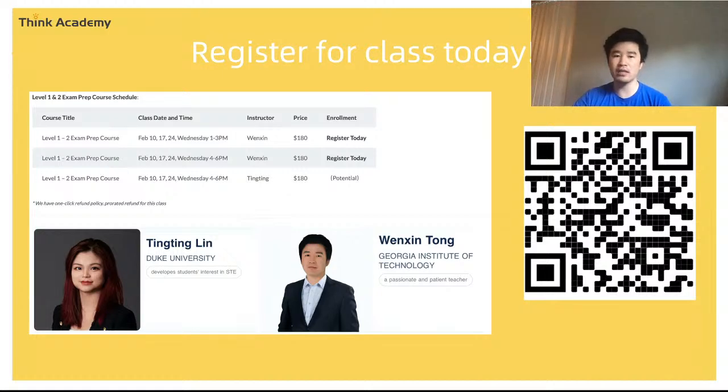This is the class schedule for Math Kangaroo level 1 and level 2. So here we are going to have 3 classes. They are all on February 10th, 17th, and 24th. We have different times right here. So if you want to check the time, scan the QR code right here. And this course is taught by me. So again, my name is Wenxin. If you don't remember me, I'm going to be your teacher if you register for the course.